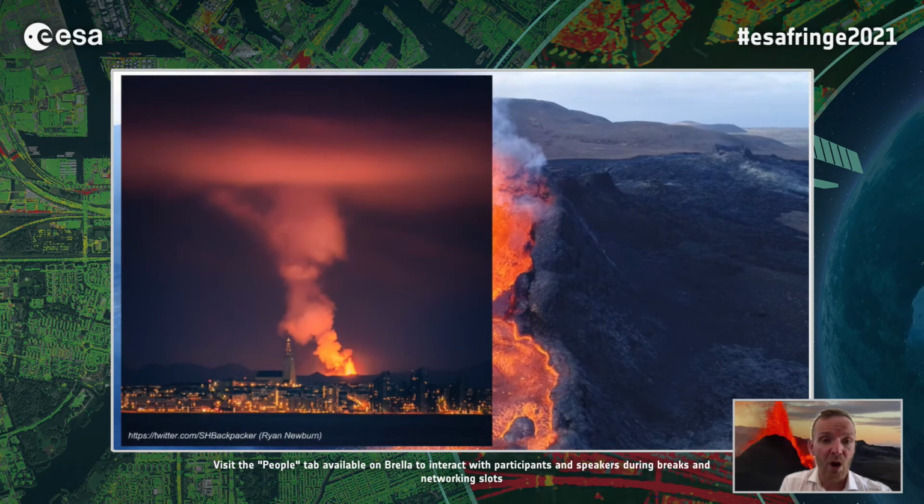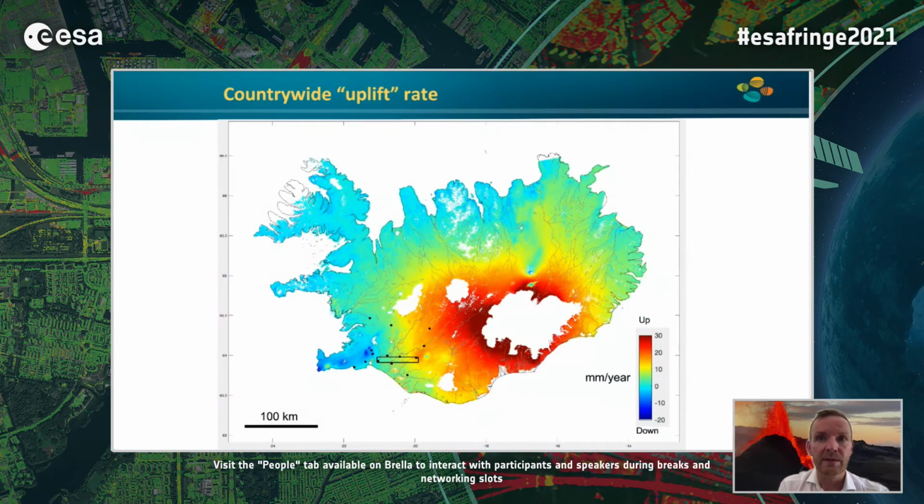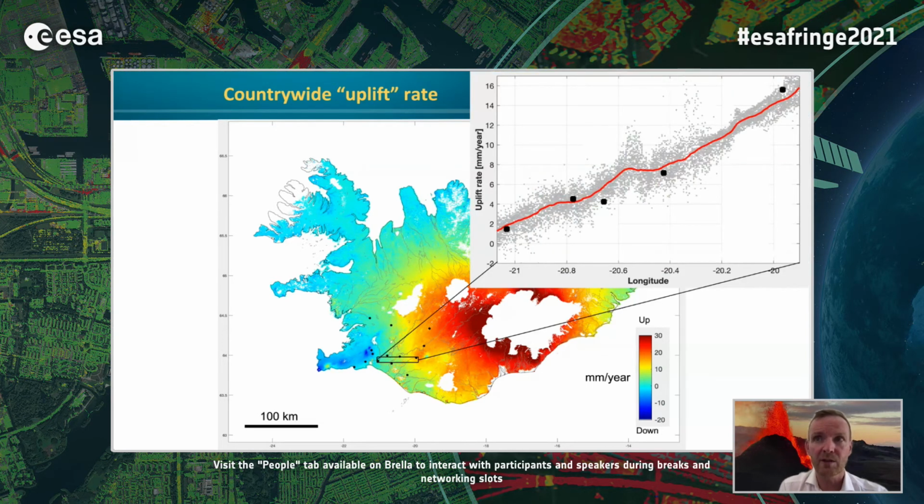Now, back to the uplift. This is the same map as before. Now I'm just looking at some GPS sites, so continuous GPS sites here. And if I look at the uplift just along this profile, there is a nice correspondence between the uplift in GPS and InSAR. Very little in the western part of the zone, very strong, over a centimeter per year in the eastern part of the zone. So here the difference is very, very small.